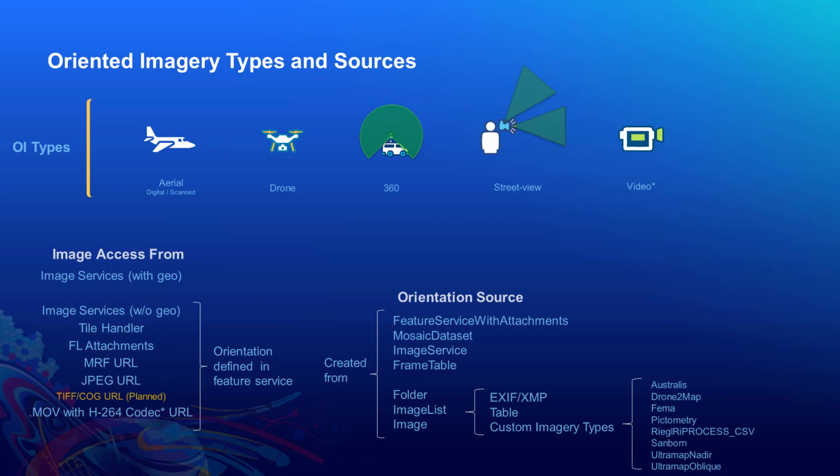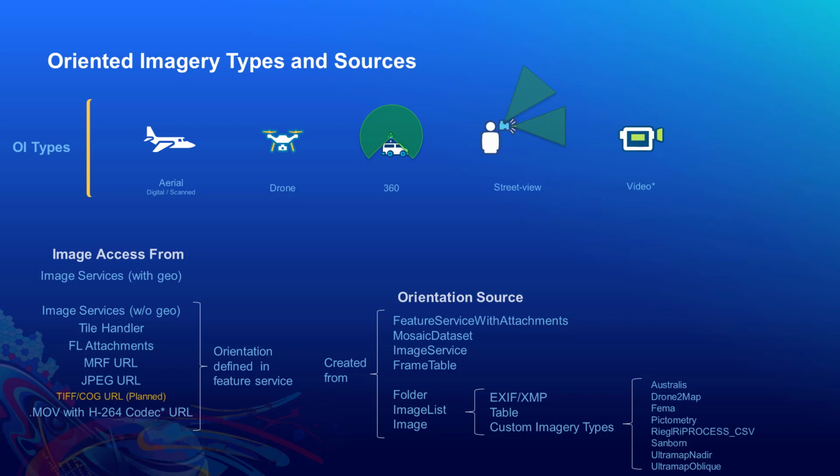Here we have various imagery types and sources that Oriented Imagery supports. So we support aerial, drone, 360, street view, and video imagery. Oriented Imagery can access both georeferenced imagery like an image service, or imagery without georeferencing such as style handlers, feature service attachments, MRF files, JPEGs, or even non-georeferenced image services.